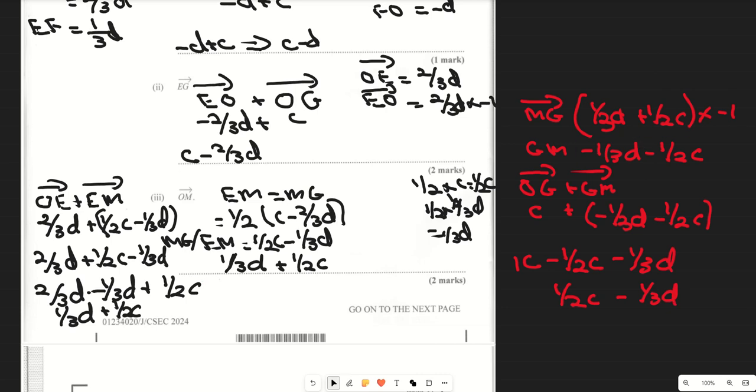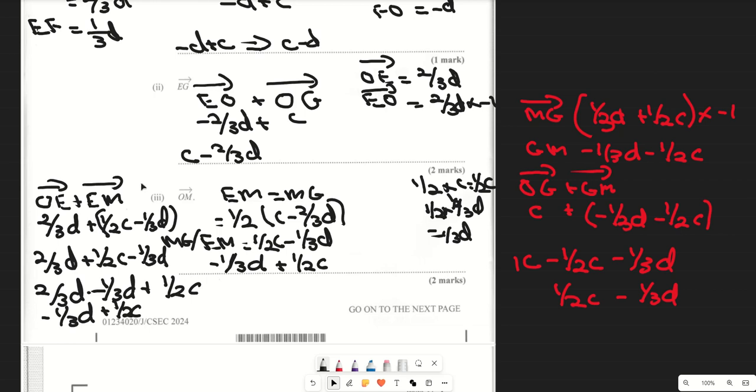That would be equal, right? In this one here, I did not carry across the sign. It would be minus a third D, minus a third D plus a half C. So it does not matter, I didn't carry across this minus here.